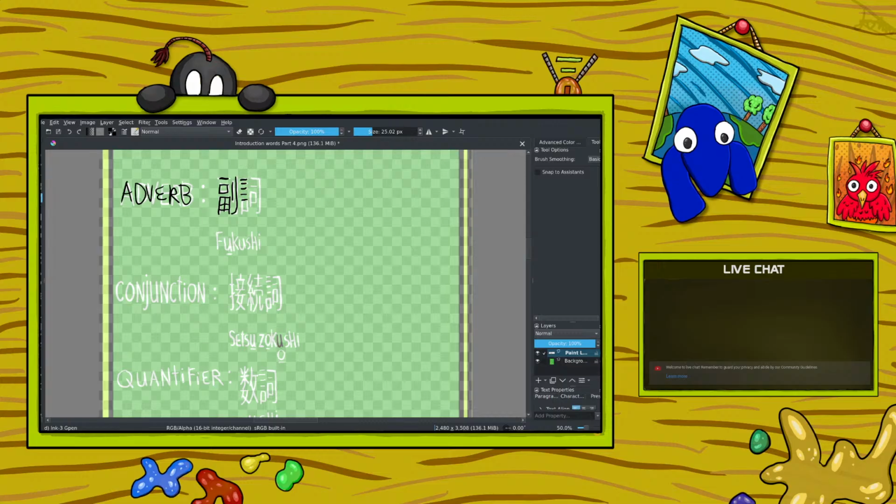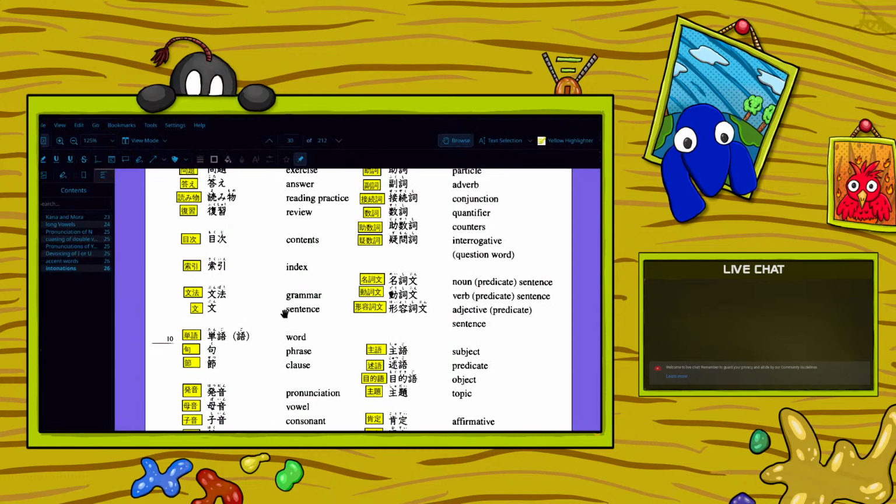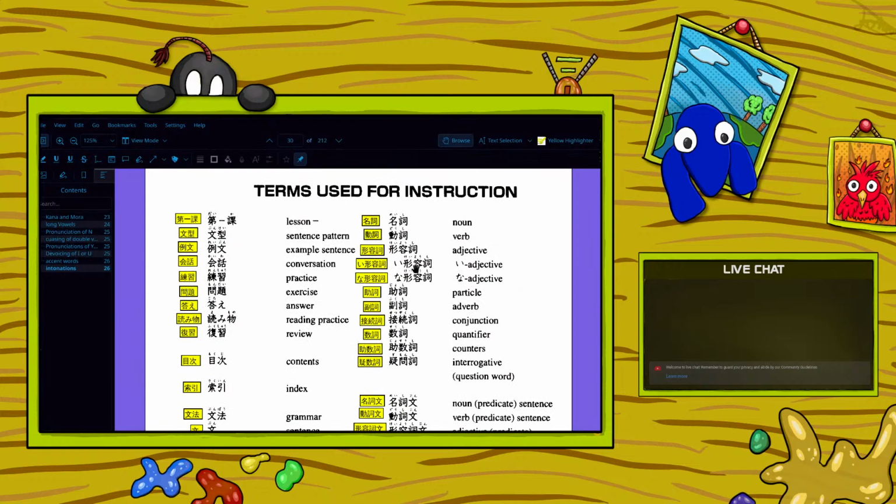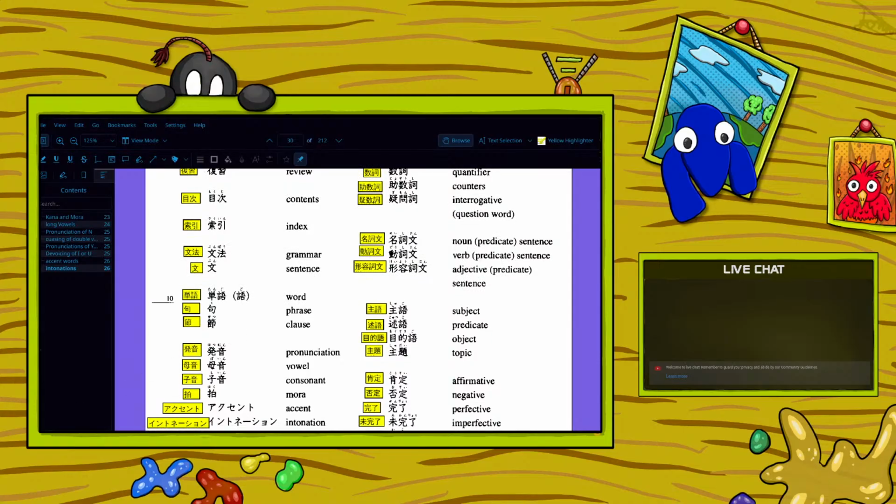Fukushi, and this is a "shi" again. Because if I'm looking at this, I'm going to the adverbs now, which is over here. Wait, hold up. Adverb, not adjective, adverb.